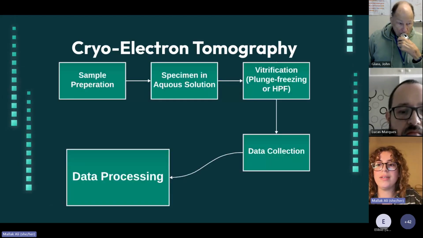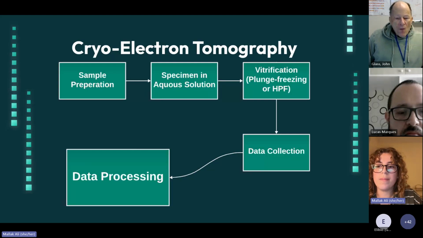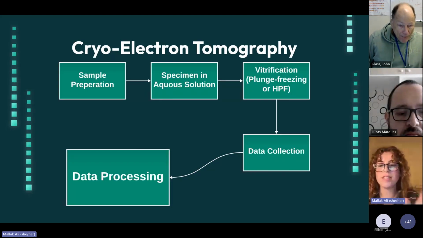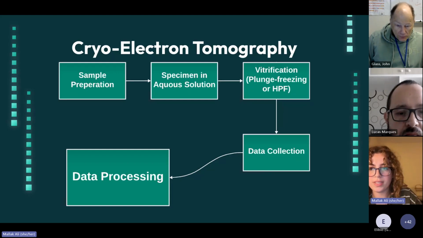So what exactly is cryo-ET? I've told you about its results and how it compares to other techniques, but how do we go about using cryo-electron tomography? The gist of it is that cryo-ET is fast-freezing biological samples in their close to native state for the purpose of achieving near atomic 3D resolution of the sample of interest.